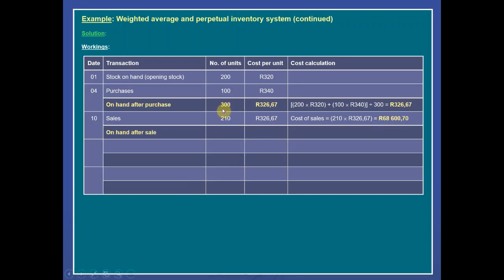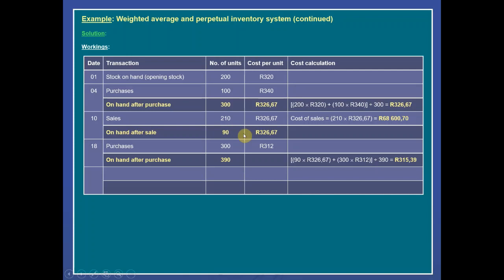So now after our sales we can get our new number of units. We had on hand 300, we sold 210, we should have 90. And the cost per unit is still 326.67. That's the weighted average cost. Then on the 18th we purchased 300. This is now at a new price, 312 Rand. We can multiply the 300 by the 312 to get that value, but let's just first get the number of units. We had 90, now we purchased 300, so we have 390.